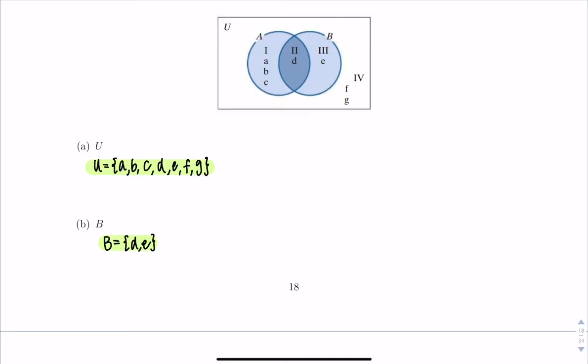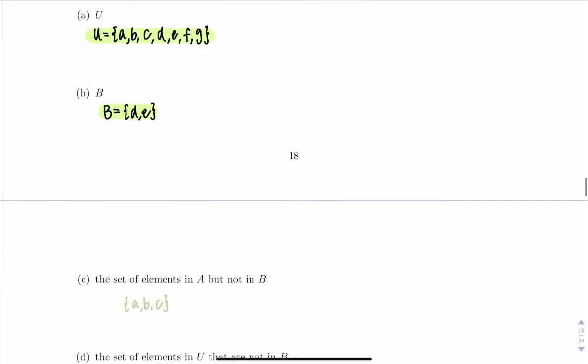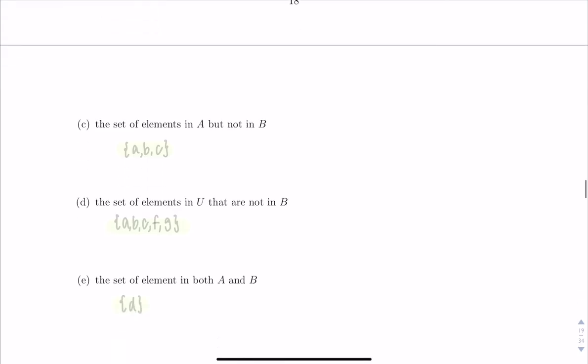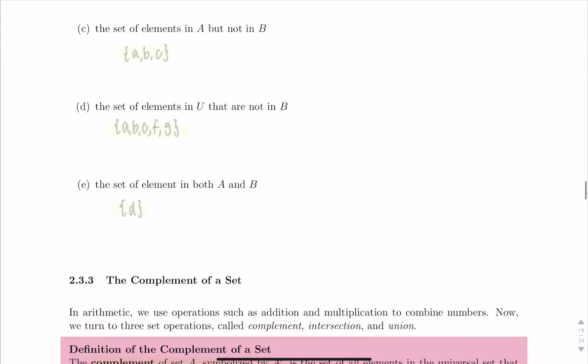What about the set of elements that are in A but they are not in B? So that is what is strictly in region 1 because you don't want any overlap with B. And so we've got 3 elements. We've got A, B, and C. Everything that's in region 1 and that doesn't overlap into set B would be what is in A but not in B.